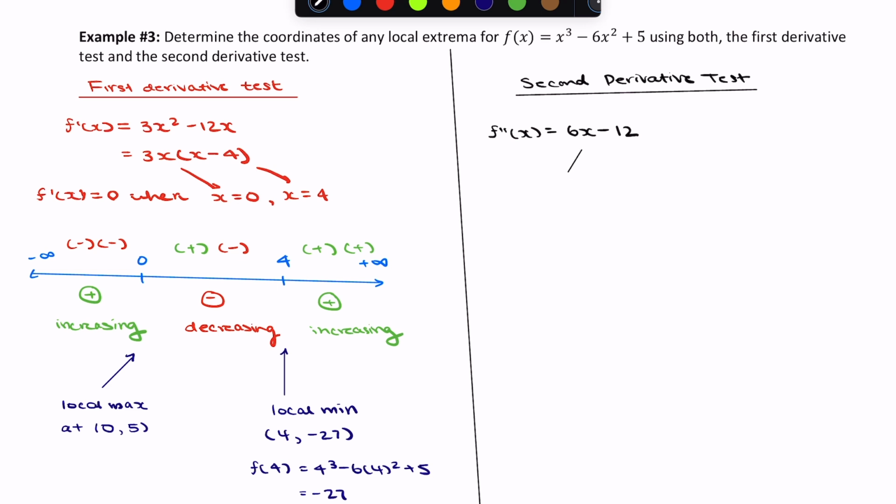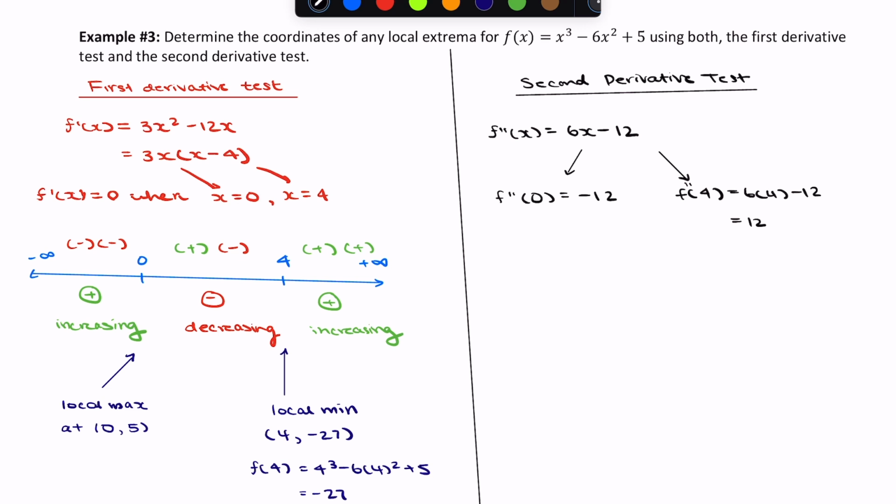And here, if we have 6x minus 12, f double prime of 0, so we're subbing in our critical numbers that we found from our first derivative, that's going to be equal to negative 12. And if we sub in f double prime of 4, we'll get 6 times 4 minus 12, which will equal 12.